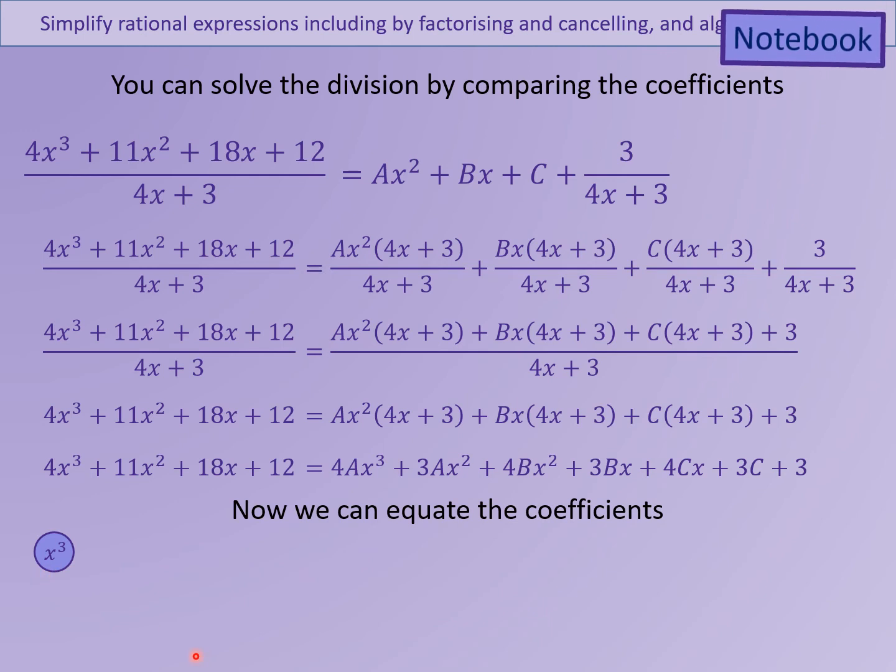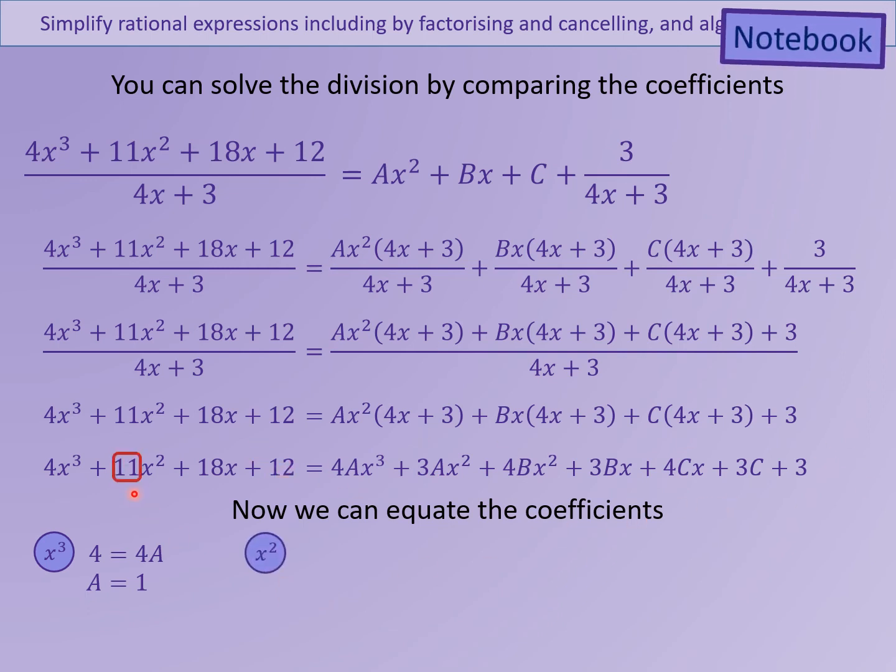So that example there, let's just show that again. 4x cubed there has got to be equal to the 4a there. And because those two are equal to each other, it gives me a really easy equation to work out. 4 equals 4a, so therefore a must equal 1. Now I could do that for any of these variables. So x squares must equal x squares, x's must equal x, constants must equal the constants.